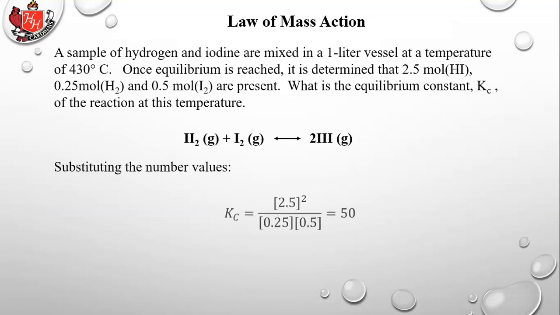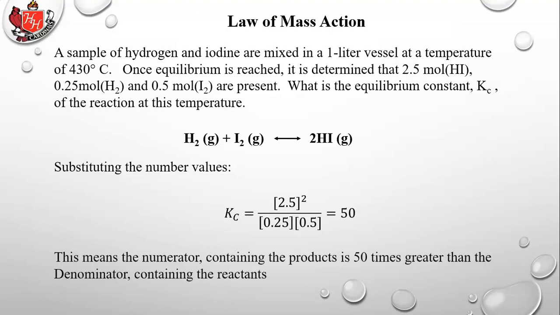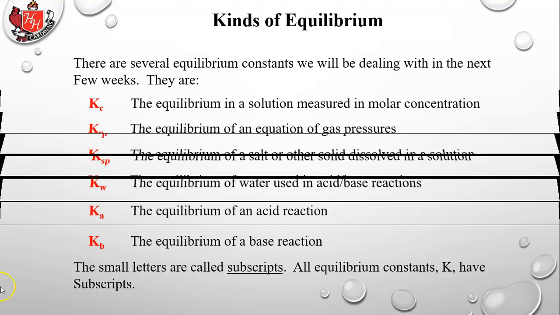So there we go. We're going to substitute the values. So the product concentration 2.5 squared over 0.25 times 0.5. And when you do the math on that, you get 50. So that has an equilibrium constant of 50. This means that the numerator containing the products is about 50 times greater than the denominator containing the reactants. Actually, that's not exactly true because you're squaring the numerator and there are some other things going on there, but that generally means that the products are much greater than the reactants.